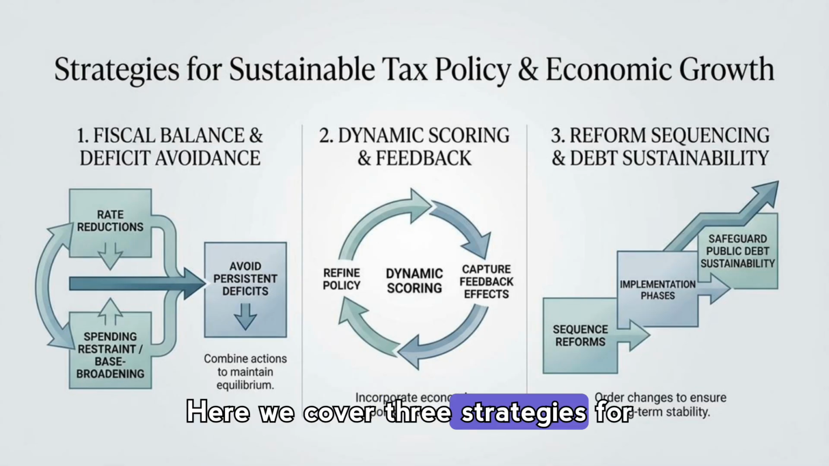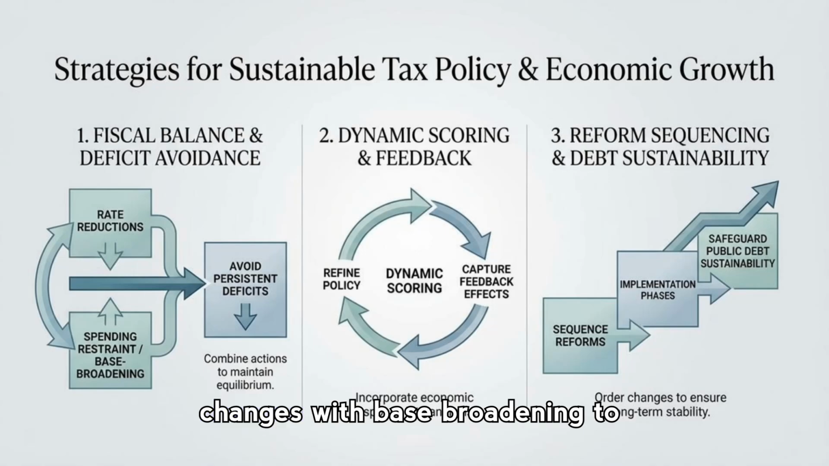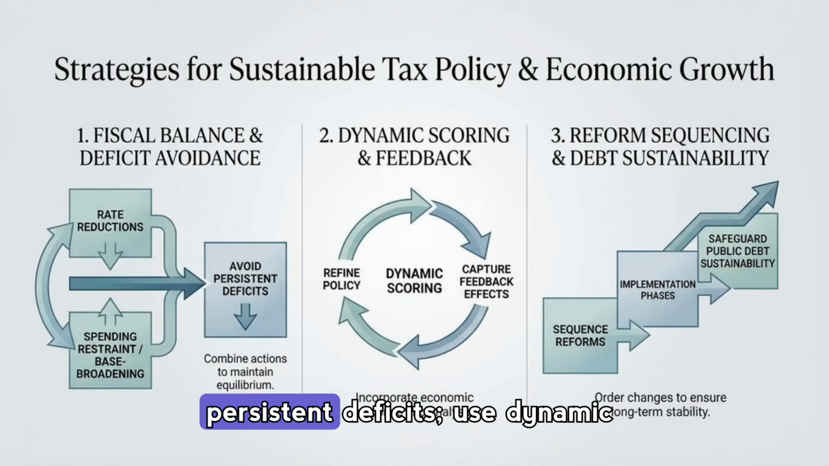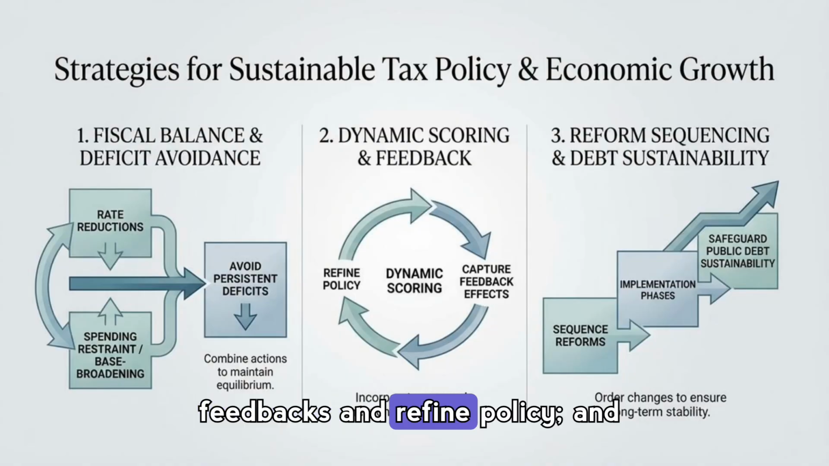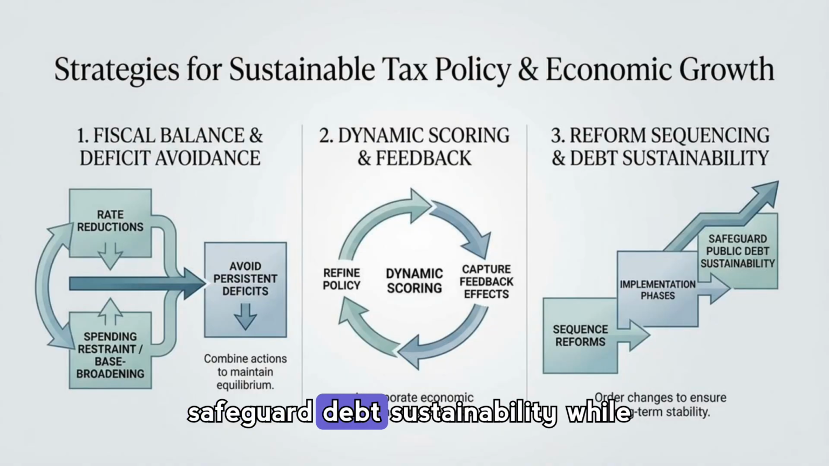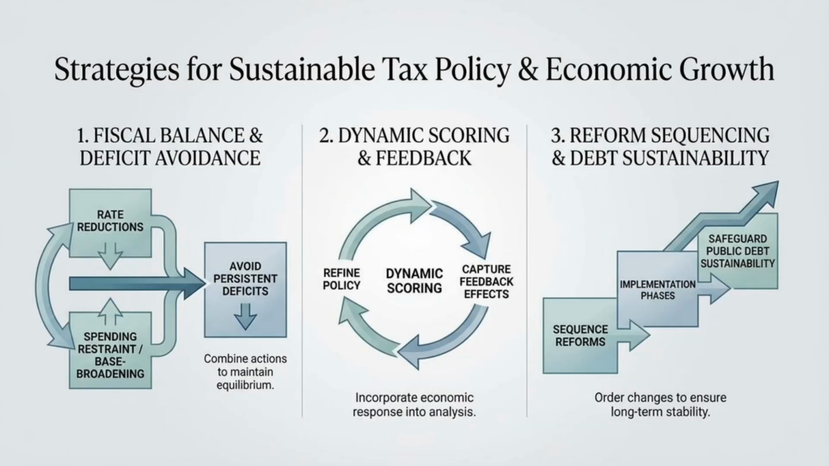Here we cover 3 strategies for sustainable tax policy. Combine rate changes with base broadening to preserve fiscal balance and avoid persistent deficits. Use dynamic scoring to capture economic feedbacks and refine policy, and sequence reforms carefully to safeguard debt sustainability while delivering long-run gains in output and resilience.